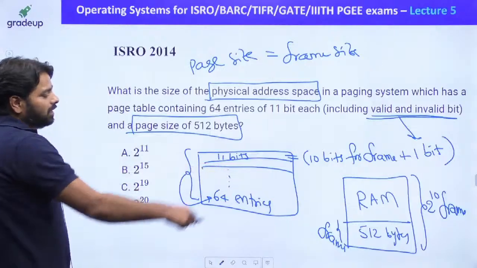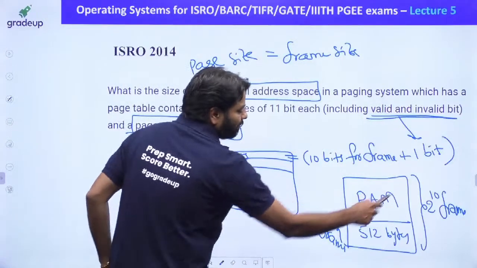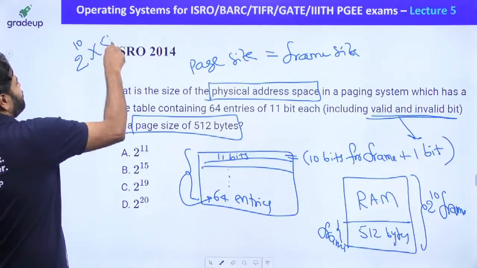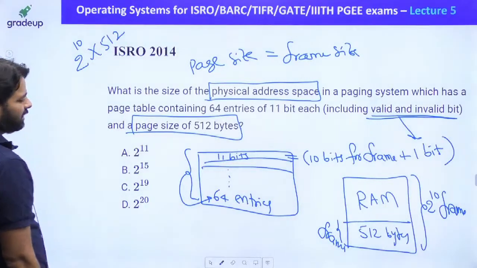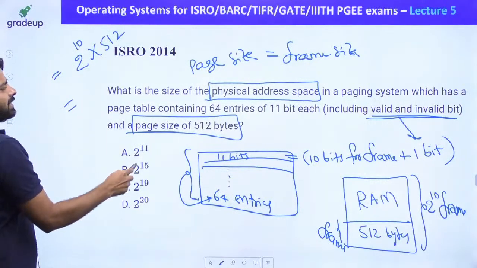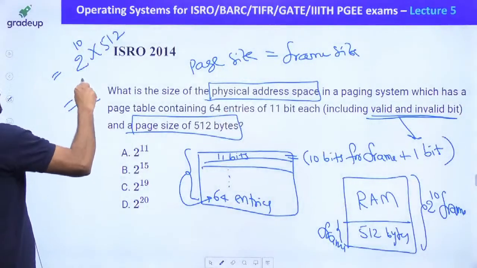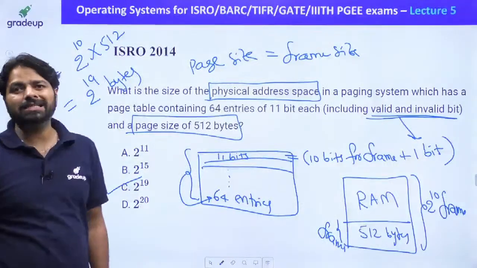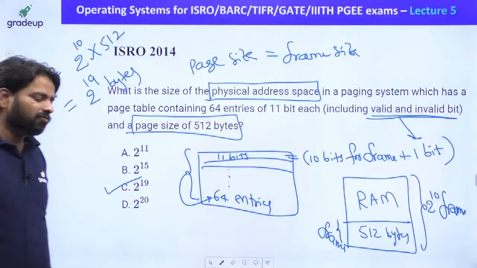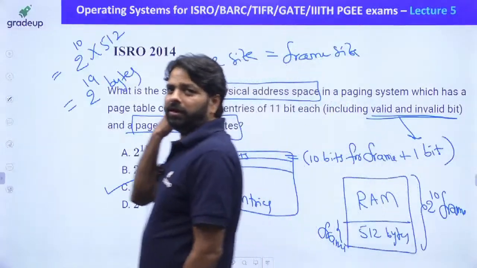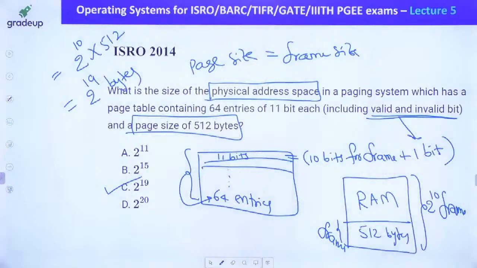Okay, total you have 2 power 10 frames multiplied with 512 bytes. Which one is matching, guys? Space they are asking, right? Space is 2 power 19 bytes. C is matching. C. It's the size of main memory. Clear? C is matching, not A. It's just clear.